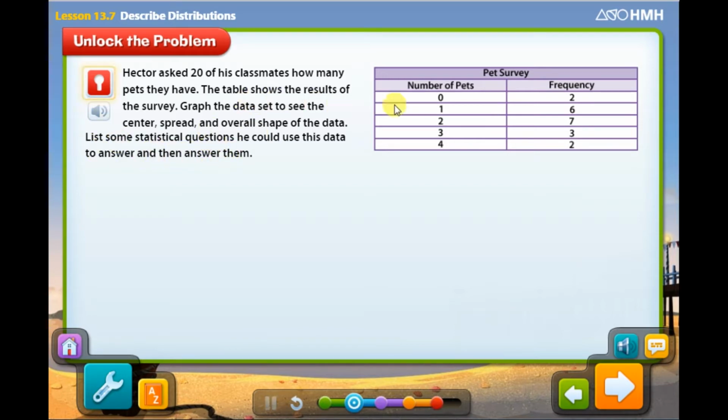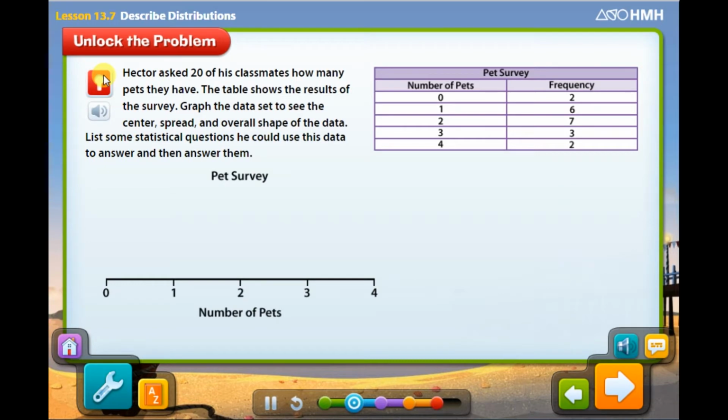Okay, so the given is the table. He jotted down the survey about pets. These are the number of pets, and the frequency of how many students have these numbers of pets. So let's graph a line plot together. We will put on the line the numbers 0, 1, 2, 3, 4, and then we will plot how many students have this amount of pets. So let's unlock the question together to graph the line plot.